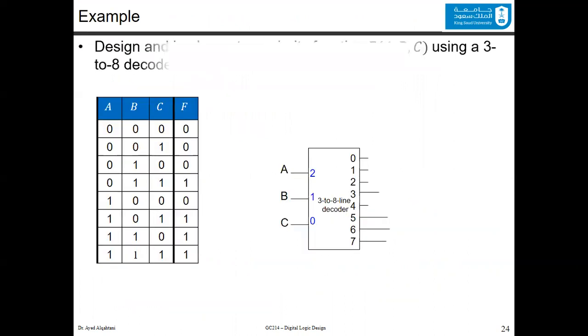If you were asked to design and implement a majority function, which has three inputs, A, B, and C, and you were asked to design it using a 3 to 8 decoder. Even if it wasn't mentioned to you, since you know that you have 3 inputs, the perfect decoder for you is the 3 to 8 line decoder.